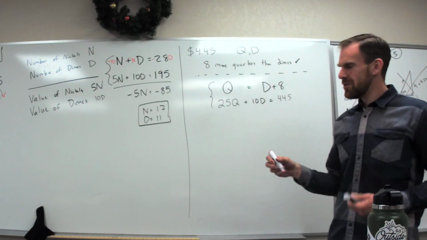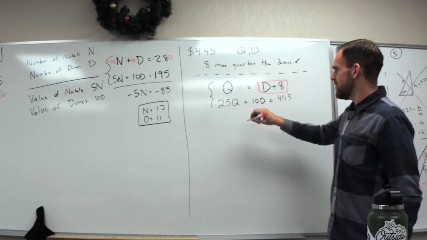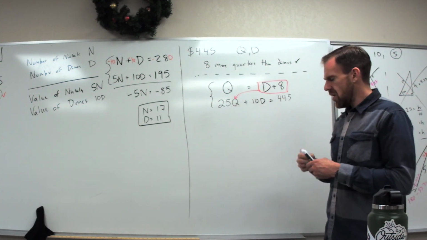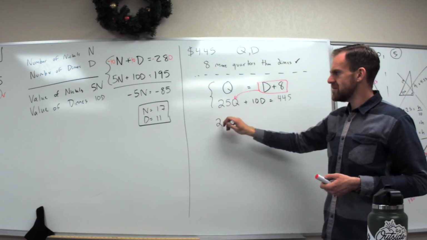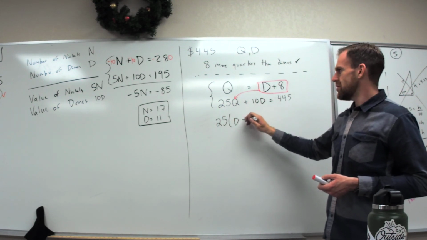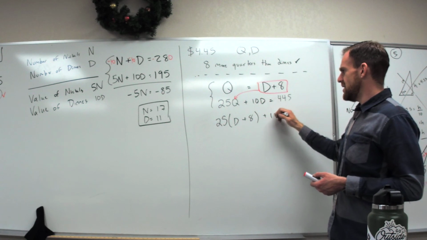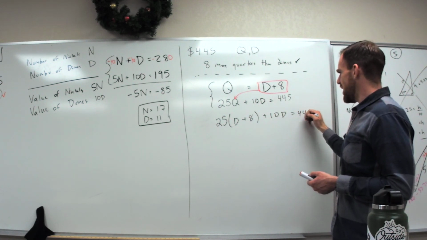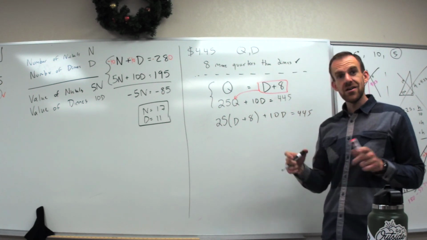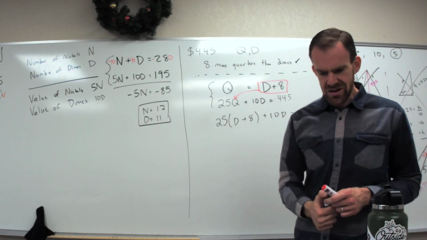Anyways, so from here we can use substitution. Q equals D plus 8. So I will plug that in for Q. So I have 25 times, parentheses, D plus 8, plus 10D equals 445. And I can solve for D. Go ahead and do that on your papers, and I will circulate.